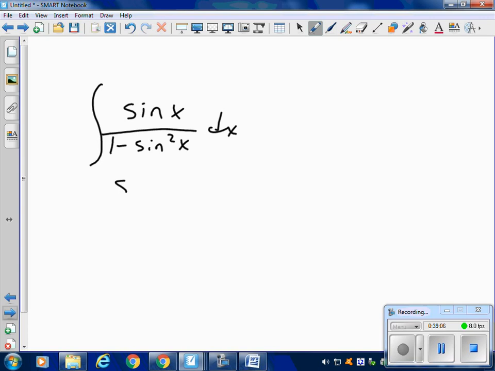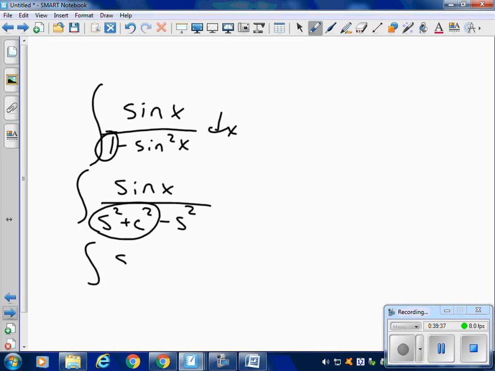So you take out the 1 and you put in sine squared plus cosine squared for it, and I already have sine squared in the problem. Does everybody see what I'm talking about? Sine squared plus cosine squared makes the formula 1. So I took out the 1 and put in the sine squared plus cosine squared for the 1. What happens to my sines? They cancel. So now I've got sine of x over cosine squared of x dx.